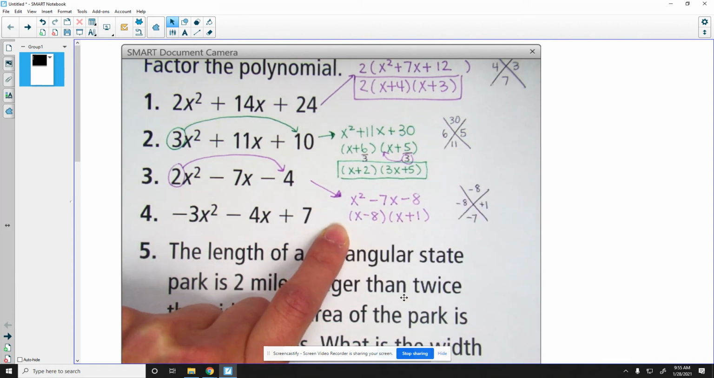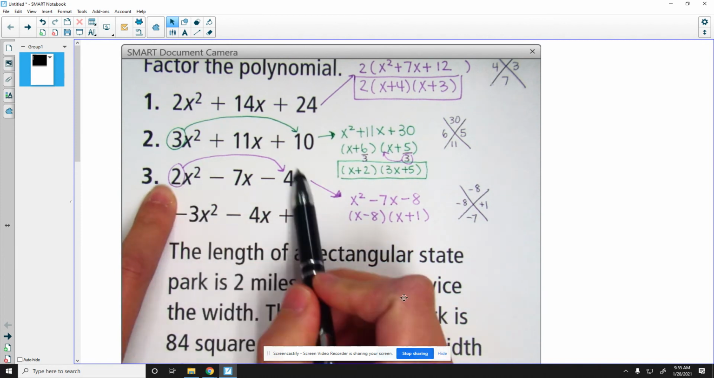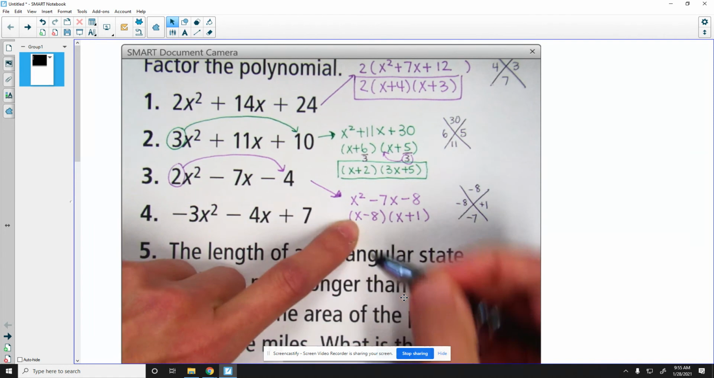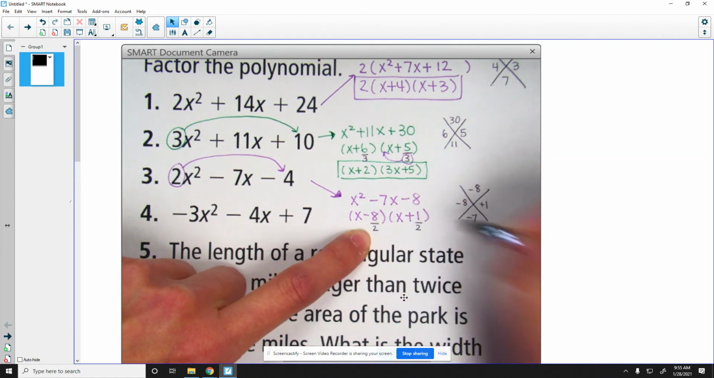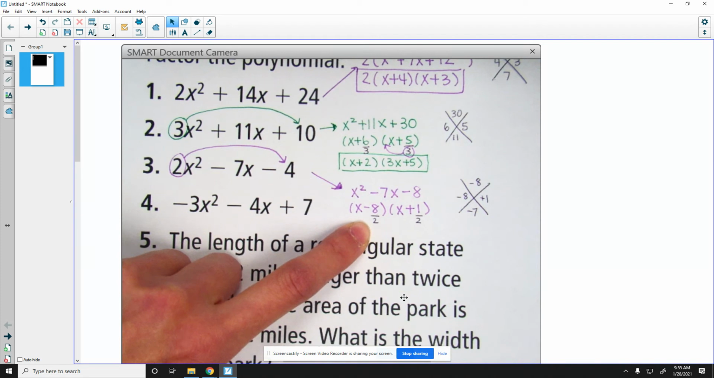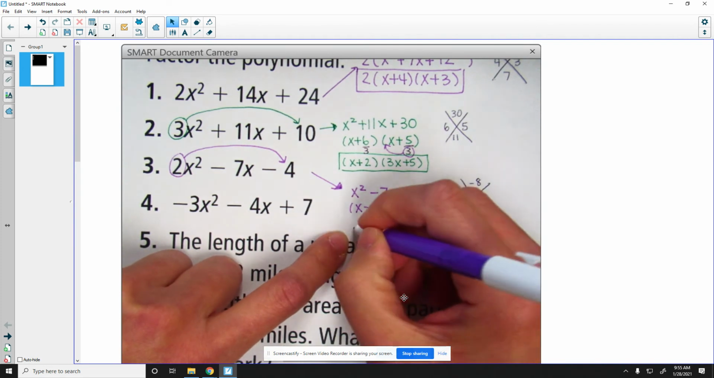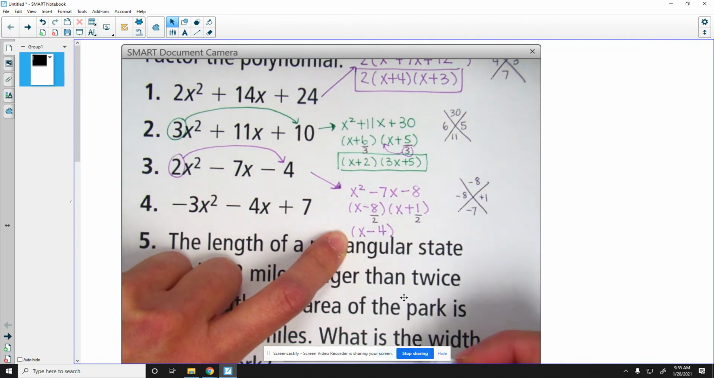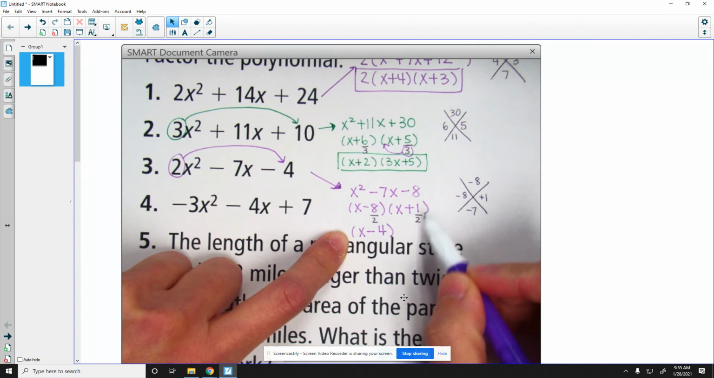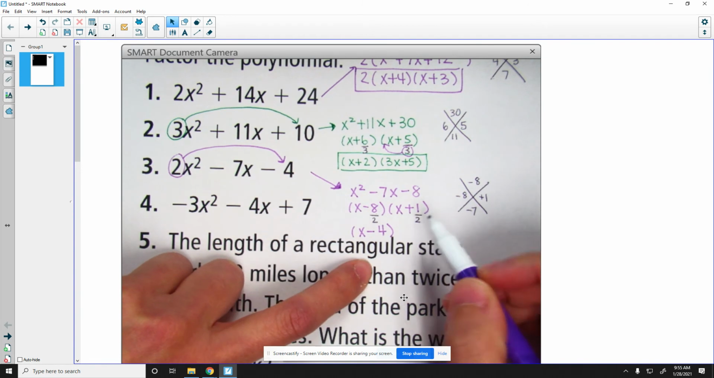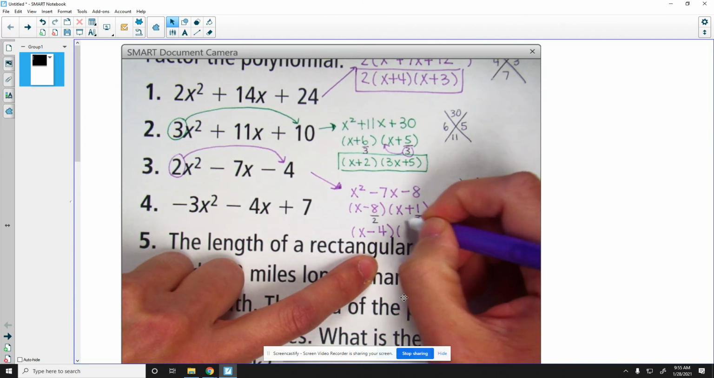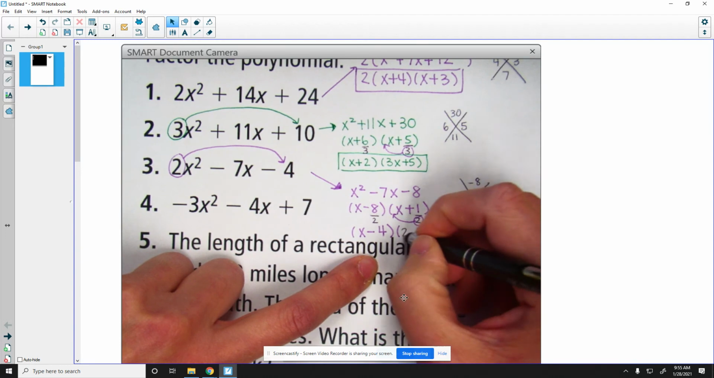Am I done? No, because remember, since I did magic numbers, since I multiplied by 2, I have to undo that now. So undoing that means I have to divide both of them by 2. So then I have x minus 8 divided by 2 is 4. And then here, 1 divided by 2 is not a whole number. It's just 1/2. So how do I actually write that then? 2x plus 1, right? The bottom, remember what we said the rule was? The bottom denominator just pops up in front. So it would be 2x plus 1.